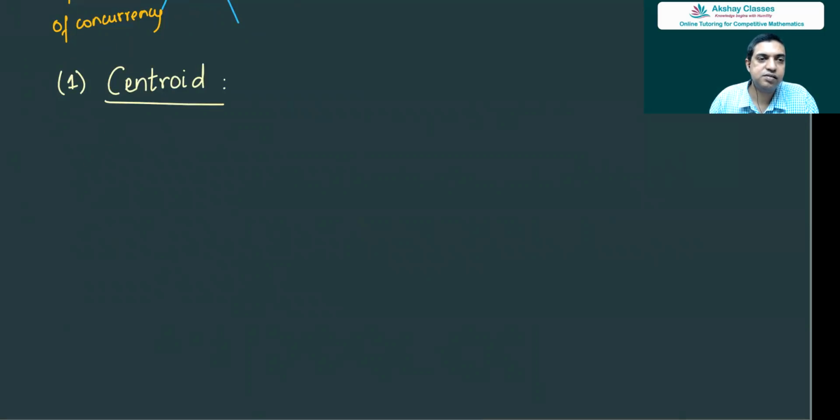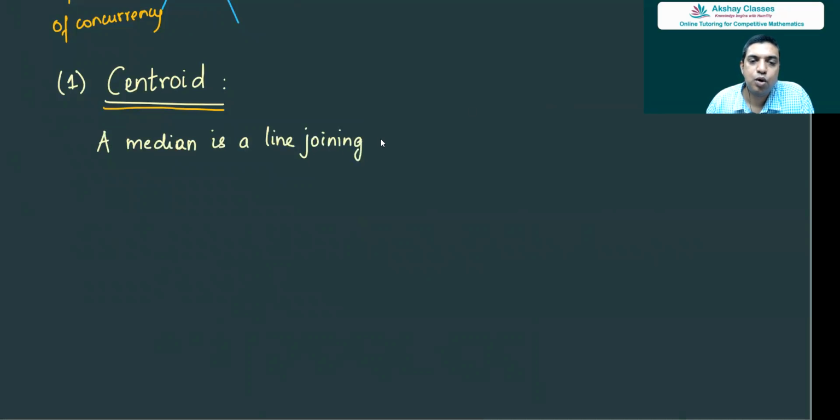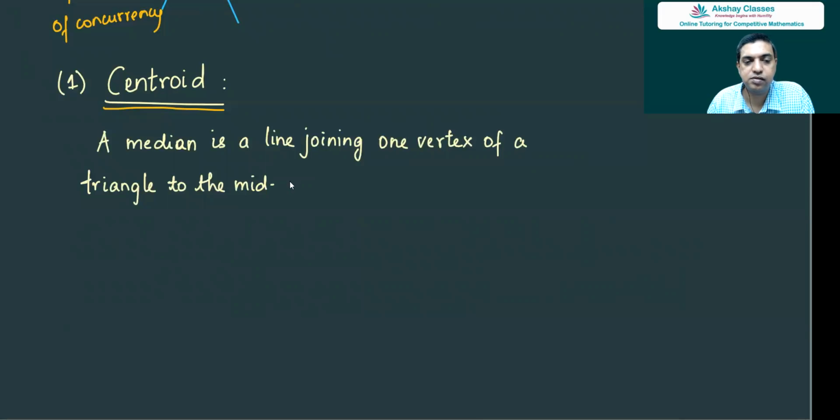Now, this is the centroid. First of all, we have to define a median. In a triangle, a median is a line joining one vertex of a triangle to the midpoint of the opposite side. A median is a line joining any one vertex to the midpoint of the opposite side.